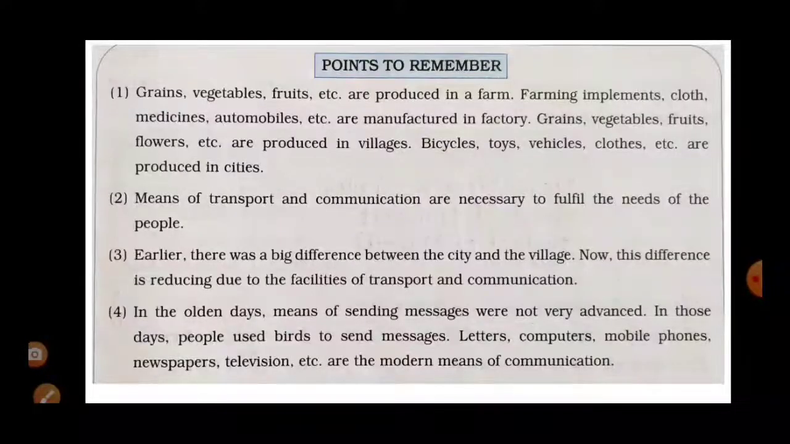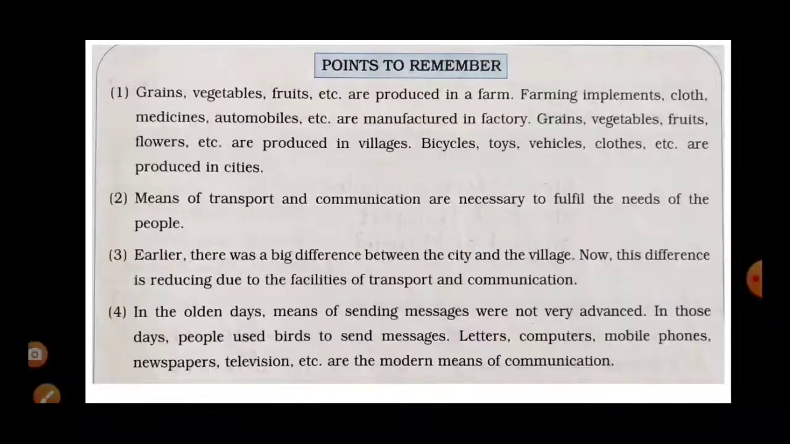Grains, vegetables, fruits etc. are produced in a farm. Farming implements, cloth, medicines, automobiles etc. are manufactured in factory. Grains, vegetables, fruits, flowers, etc. are produced in villages. Bicycles, toys, vehicles, clothes, etc. are produced in cities. Means of transport and communication are necessary to fulfill the needs of the people.